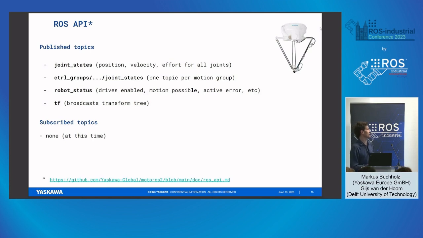We also have published topics. Of course, you have the joint states, the positions, velocities, and efforts, for linear movement and joint movement, and we do the same for control groups. For boosting your application, you can also capture the robot status, like drive enabled, motion possible. If you know what kind of mode is active or not, it will boost your application sufficiently. We also publish the transformation frames, but our node doesn't subscribe to any topics currently.